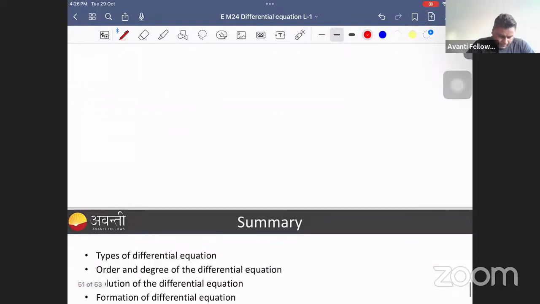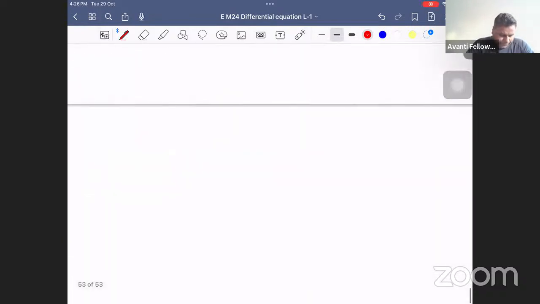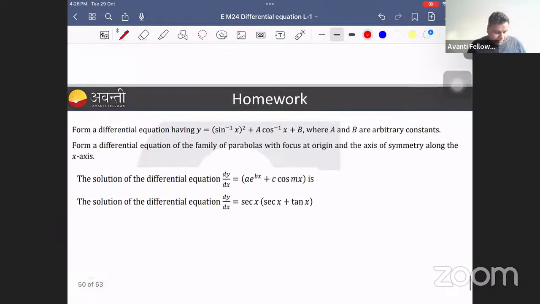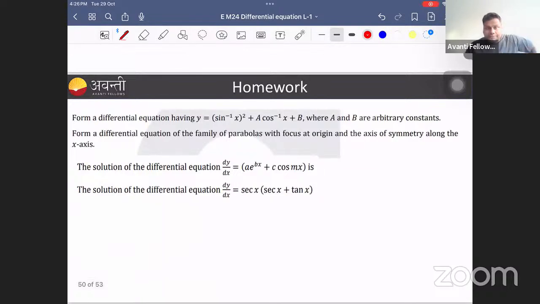This is fine. Just a moment. You just try this question. Form a differential equation having y = sin^(-1)(x^2) + a cos^(-1)(x) + b, where a and b are arbitrary constants.